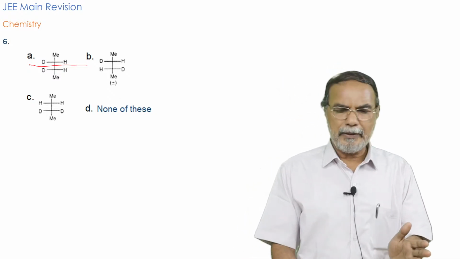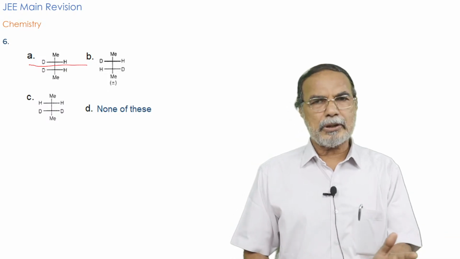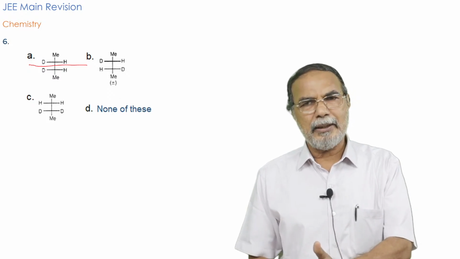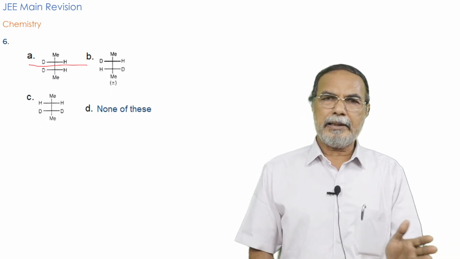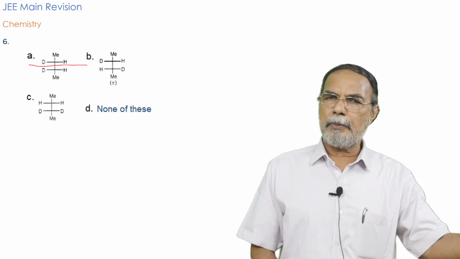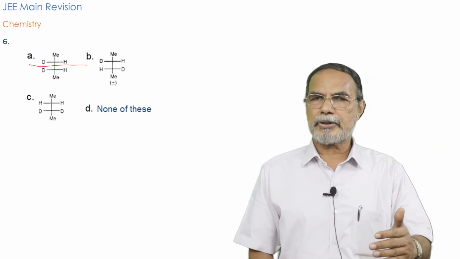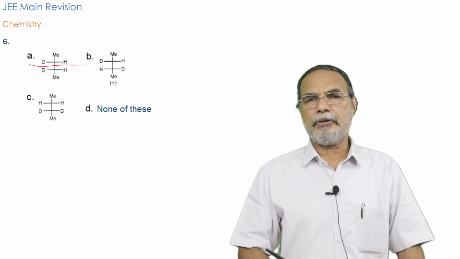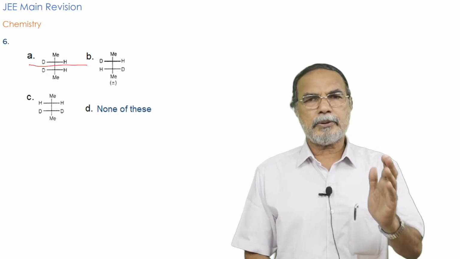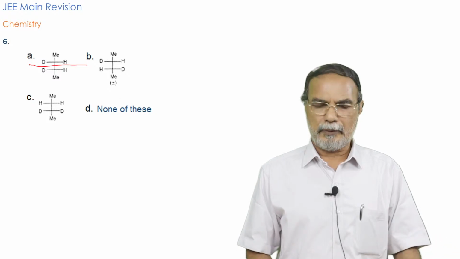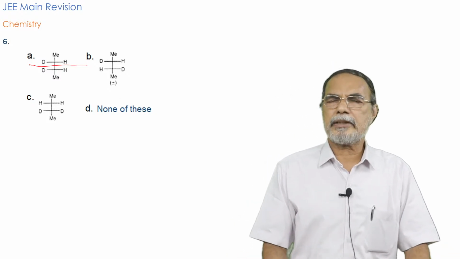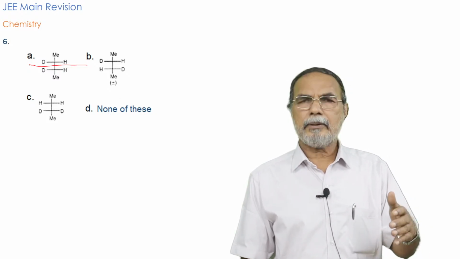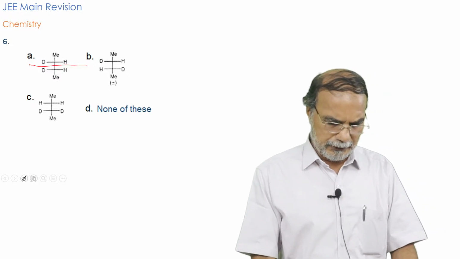Fischer projection formula that the two D atoms are on the same side and the two H atoms are on the same side. That means the hydrogen atoms are on the same side and the deuterium atoms are on the same side. The hydrogen atoms are cis with respect to the original double bond, and the two deuterium atoms are also cis. That means it is a cis-cis configuration with respect to hydrogen and with respect to deuterium, and that is the meso compound. I think these are things which are usually discussed in class in detail, and all of you might have studied this, and you are sure to answer this question quite correctly. Okay?